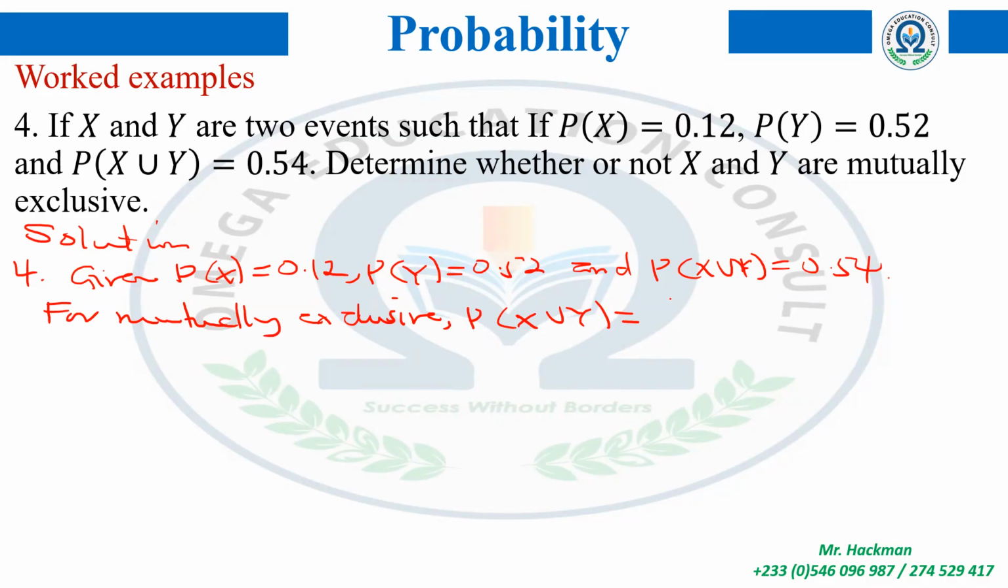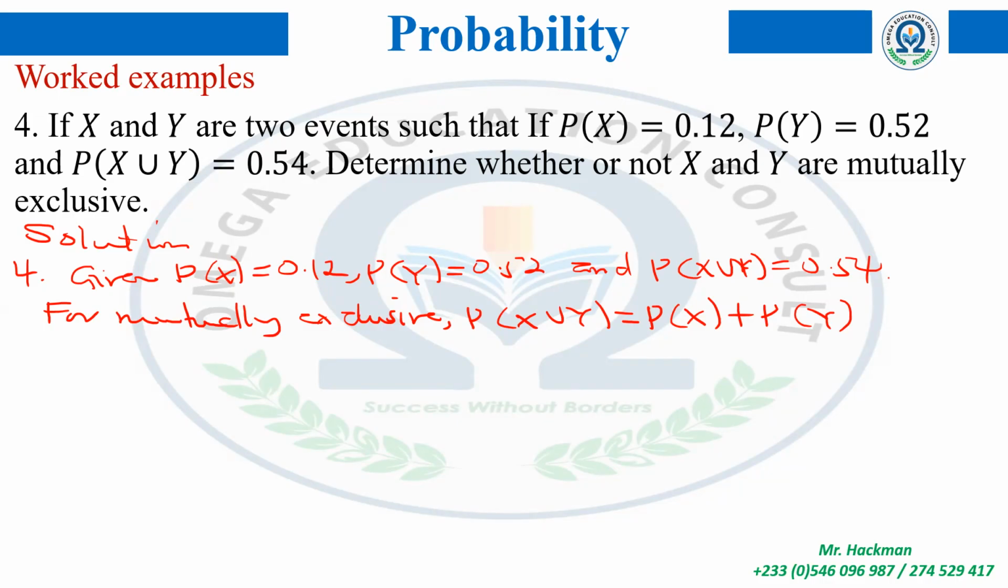It will be P of X plus P of Y, very good. So this is the condition. If this condition is not satisfied, then it means the events are not mutually exclusive. Please, are you following?